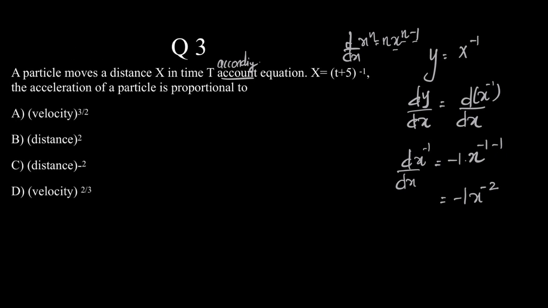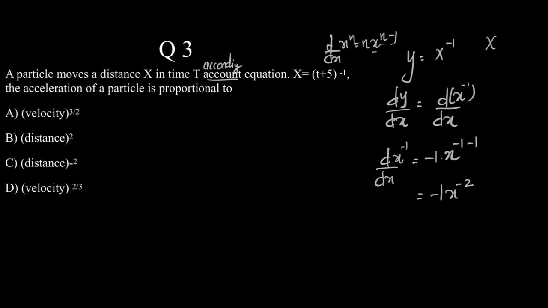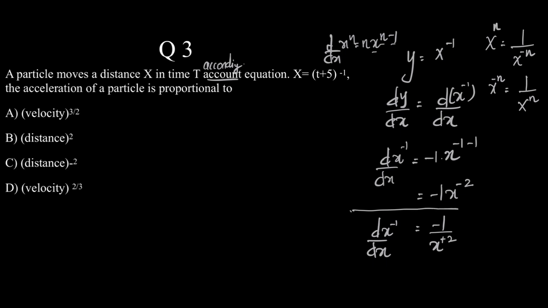Now see, x to the power minus n can be written as 1 by x to the power plus n, which means this I can write as minus 1 by x to the power plus 2, which makes d by dx of x to the power minus 1 equal to minus 1 by x square. I hope this much is clear.